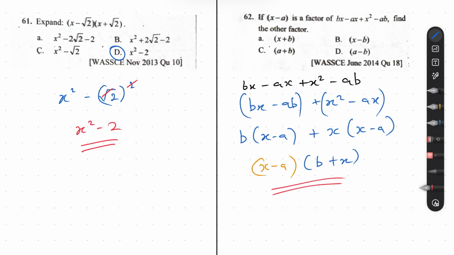Now let's look at this and see what is the answer from the question. The question says, if x minus a is one of the factors, do we confirm that x minus a is one of the factors? Yes, this is it. Okay, let's draw a line so you can see it. Okay, that is it. Okay, now the other factor is what? You can now see it, b plus x. Okay, or x plus b is the same thing. B plus x or x plus b is the same thing. Okay, which is A. Cool.